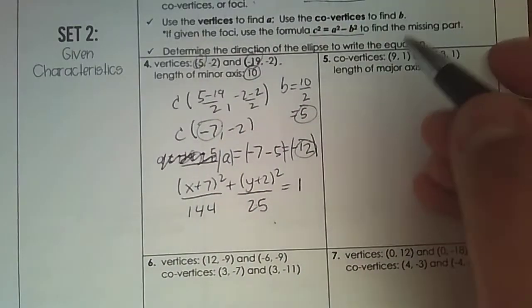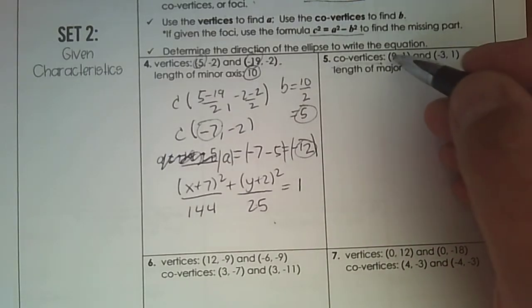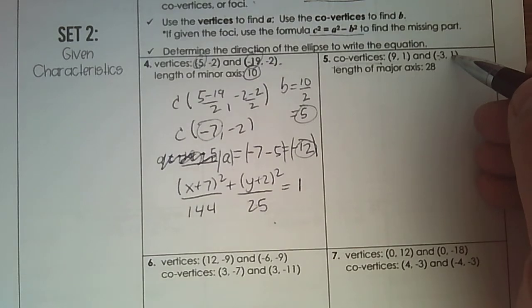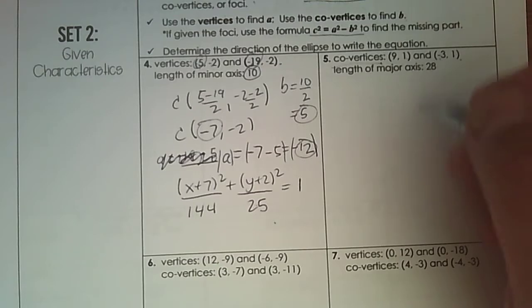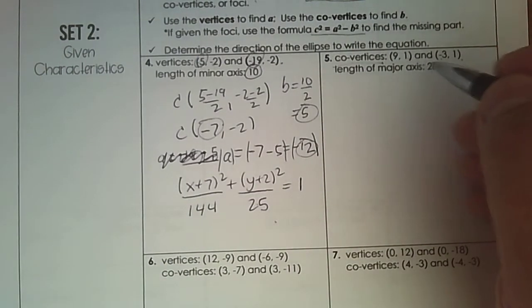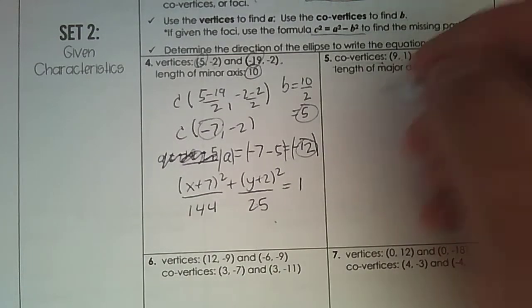Let's try again. Now, co-vertices means minor. So which one is the minor? So 9, 1, negative 3, 1. Notice the y-coordinate stayed the same. So the minor then is going to be horizontal, which means this is a vertical ellipse. So let's first of all work with that. Even with the minor or major vertices, the midpoint would still be the center.